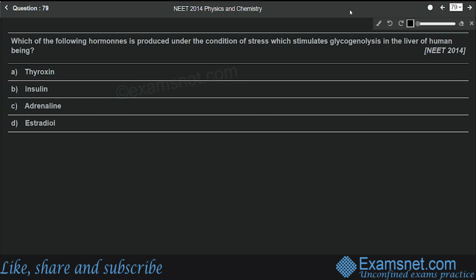Question number 79 is again from the chapter Biomolecules, and the question is: which of the following hormones is produced under the condition of stress which stimulates glycogenolysis in the liver of human beings? So which hormone is produced under the condition of stress? Options are thyroxine, insulin, adrenaline and estradiol. So the correct option is option C, that is adrenaline. It is produced by the adrenal gland. So this is a factual question. You should remember this fact. So option C will be your correct answer.